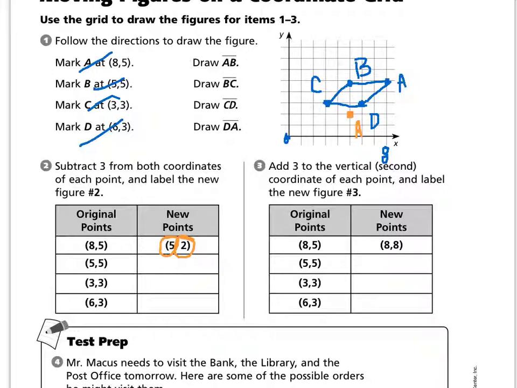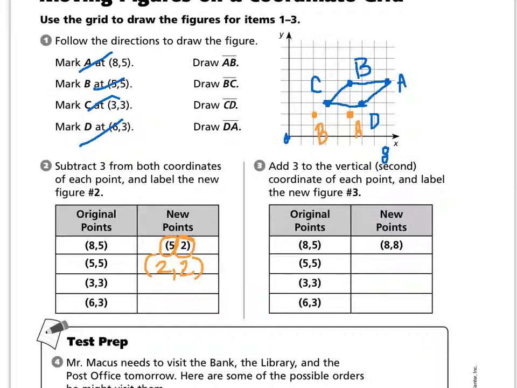And then I have 5 and 5. So I did 5 minus 3 is 2, 5 minus 3 is 2. So I have 2 and 2, and I'm going to mark that, and that's my new B.